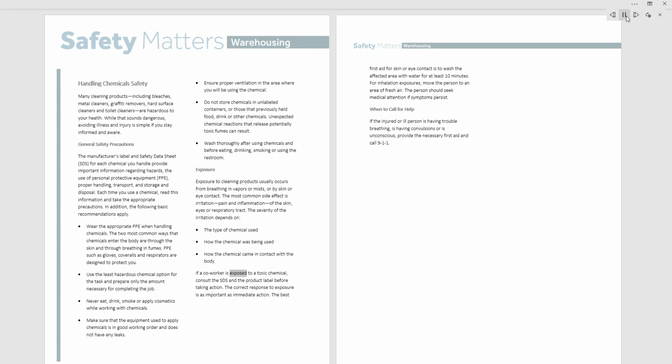If a coworker is exposed to a toxic chemical, consult the SDS and the product label before taking action. The correct response to exposure is as important as immediate action. The best first aid for skin or eye contact is to wash the affected area with water for at least 10 minutes. For inhalation exposures, move the person to an area of fresh air. The person should seek medical attention if symptoms persist.